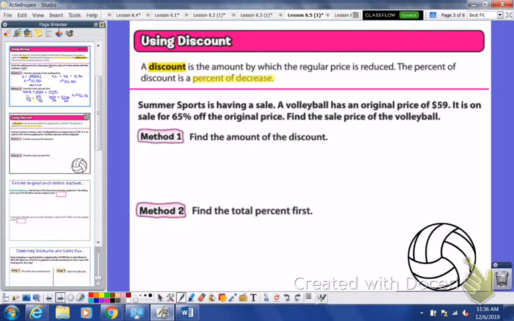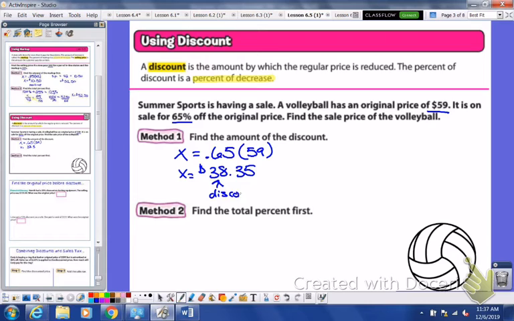So again, 65% of $59. x equals 65 hundredths times 59. We multiply that out. We get $38.35. Now this is our discount. It is not the price we pay, it's just the discount.